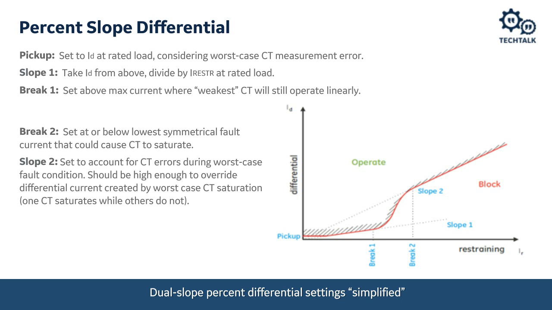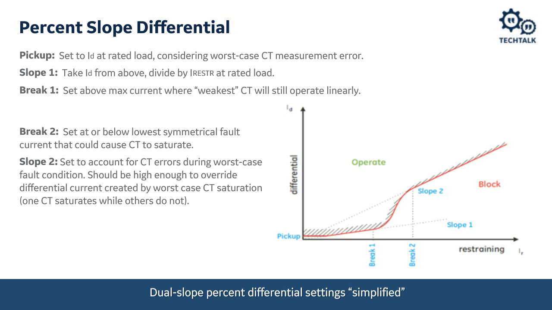Now to get breakpoints 1 and 2, this requires you to have some information about your CT characteristics. Breakpoint 1 should be set to correspond to the end of the worst CT's linear region. So that'd be the maximum current where the weakest CT will still operate normally, and just below the current value that would cause CT saturation due to lurking DC components or residual or remnant flux.